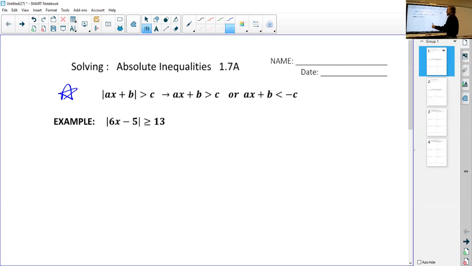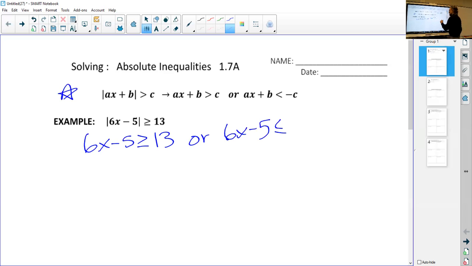Okay, so if it's greater than, we're going to write it as two separate inequalities. So I'm going to solve 6x minus 5 greater than or equal to 13, or 6x minus 5 is going to be less than or equal to negative 13. The first inequality is just going to be whatever it looks like. You drop the absolute value sign, and that's it. The second one is where it changes. You drop the absolute value sign, make it less than, and then you take the opposite value.